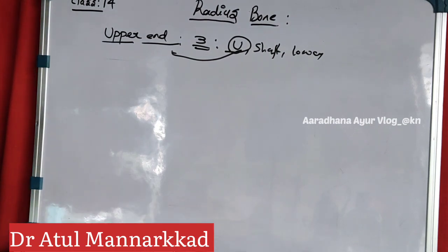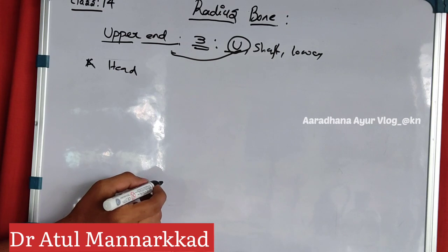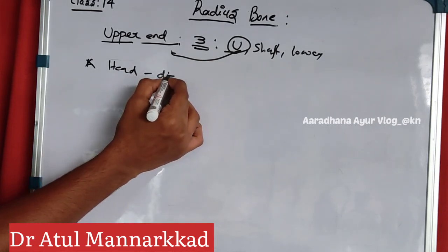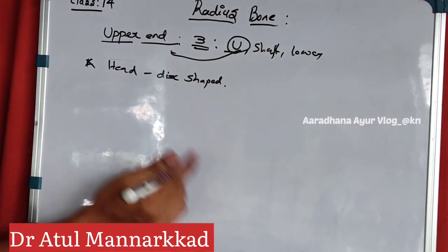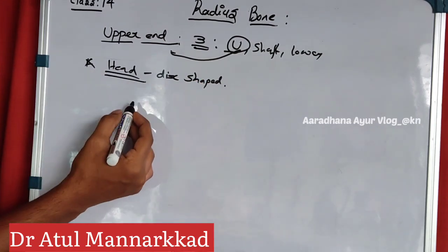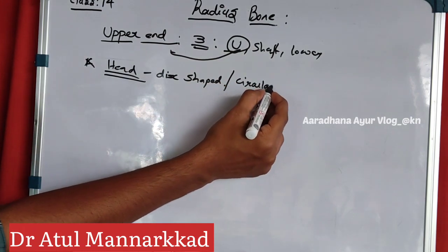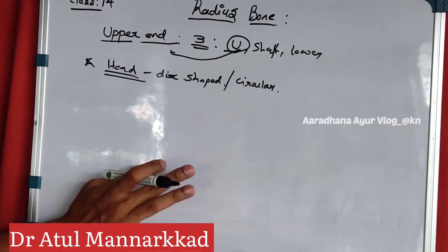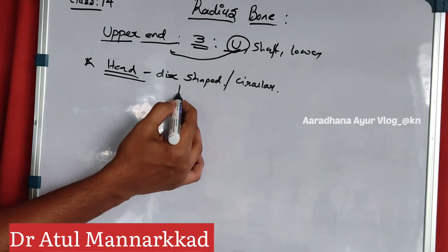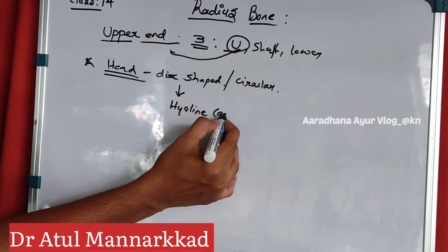Talking regarding the upper end, the head is present there. The head part of the radius is disc shaped. If you have noticed the radius bone, you can see the head part is disc shaped, or you can say circular, and it is covered with hyaline cartilage.